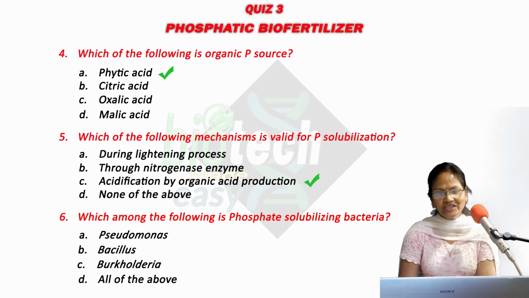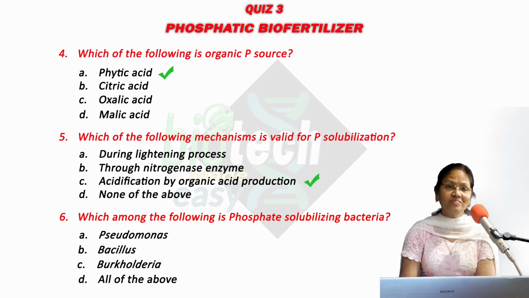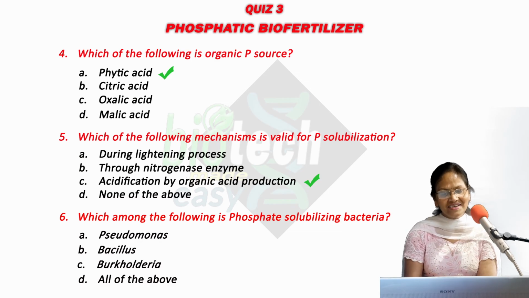Next is, which among the following is a phosphate solubilizing bacteria? Now, this is a question where you should know the answer. Pseudomonas, Bacillus, and Burkholderia, all three are actually phosphate solubilizing bacteria. These are all bacteria, and these are all phosphate solubilizing. So the answer should be all of the above.